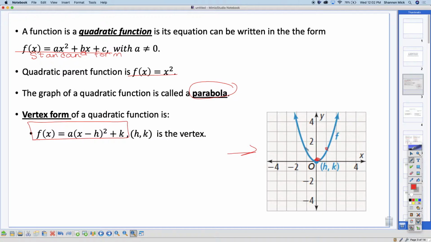We have looked at quadratic functions in here already this year. We are going to be looking at them in more detail.